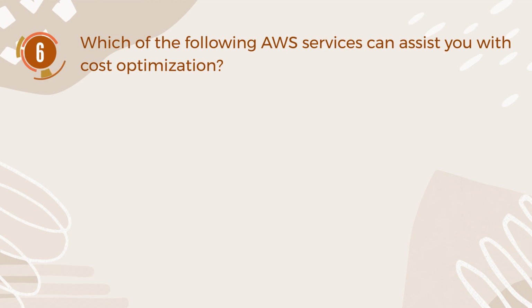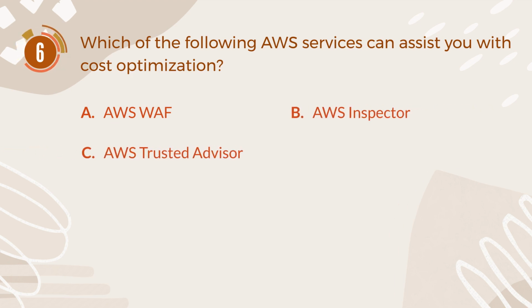Number 6. Which of the following AWS services can assist you with cost optimization? A. AWS WAF. B. AWS Inspector. C. AWS Trusted Advisor. D. AWS Shield.